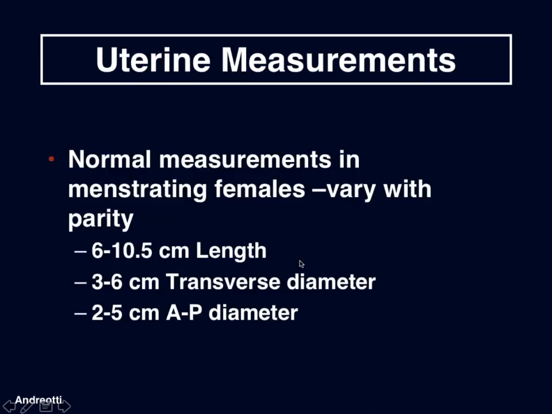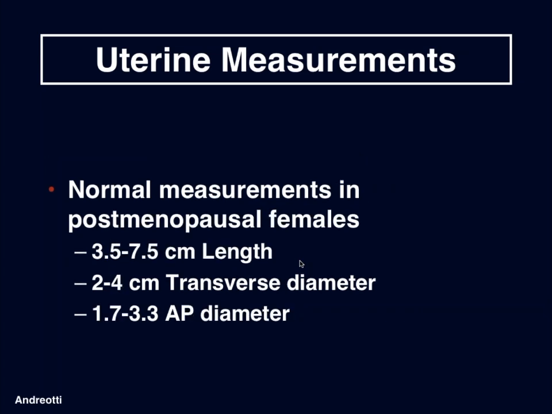So what about the normal measurements in patients who are in the menstruating age group? Now these will vary with parity. They range from about 6 to 10.5 centimeters in length, 3 to 6 centimeters in transverse diameter, and 2 to 5 centimeters in AP diameter. And then the normal measurements in postmenopausal females, a bit smaller, 3.5 to 7.5 centimeters in length, 2 to 4 centimeters in transverse diameter, and 1.7 to 3.3 centimeters in AP diameter.